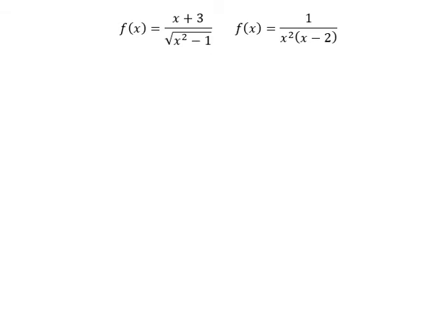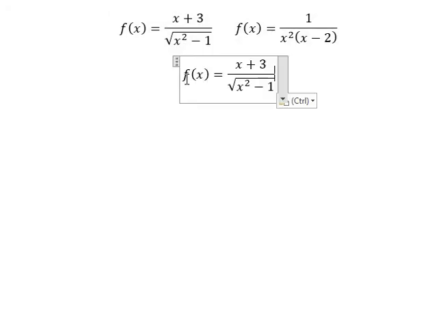Hello everybody, so today I will talk about calculus. The topic today is about vertical and horizontal asymptotes. So now I will show you how to answer.